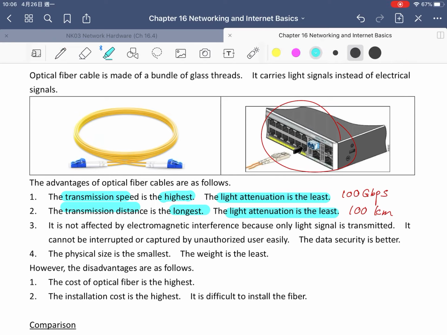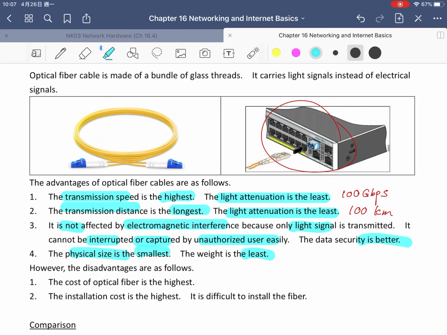There is also the advantage of not being affected by electromagnetic interference, because there is only light inside. It cannot be interrupted or captured by unauthorized users easily. Unauthorized users cannot use special devices to read the magnetic field and get the data inside. Therefore, the security is higher, and also the physical size is smaller.